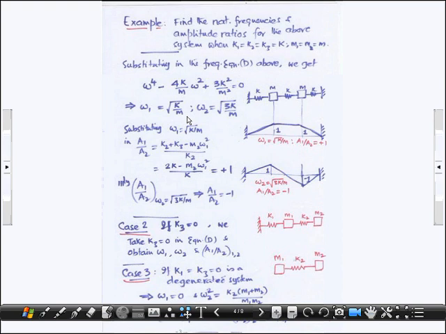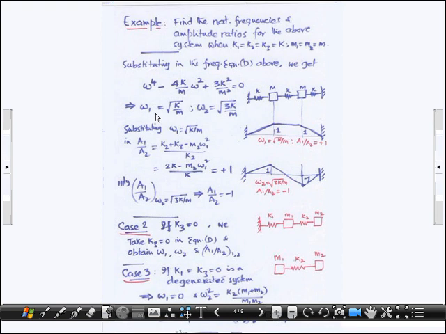For example, we will take an example where the three springs are equal in spring constant, and the two masses are m each. When you substitute these values in the fourth order frequency equation, because K1, K2, K3 are all equal to K, and M1, M2 both are equal to M, we will get this expression: omega to the fourth minus 4K over M omega square plus 3K square by M square equal to 0. When you solve this, you get omega 1 square and omega 2 square.